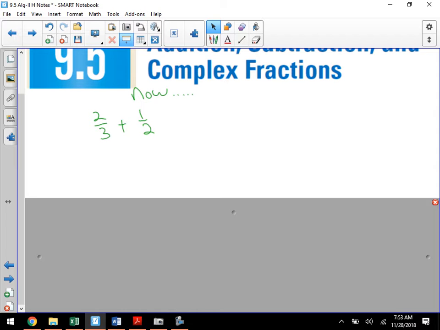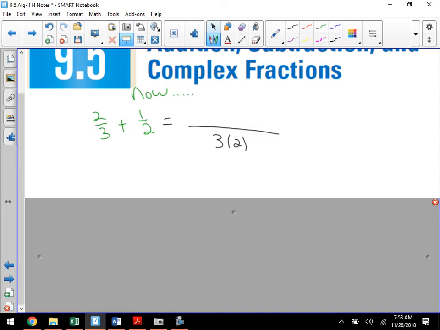In this example, we know that the common denominator, in order to make this work, would have to be 3 times 2. And then you look at the fraction on the left, it has a 3, it needs a 2. So it would be 2 times 2. Fraction on the right has a 2, it needs a 3. So what's 2 times 2? 3 times 1, 4 plus 3. There you go.